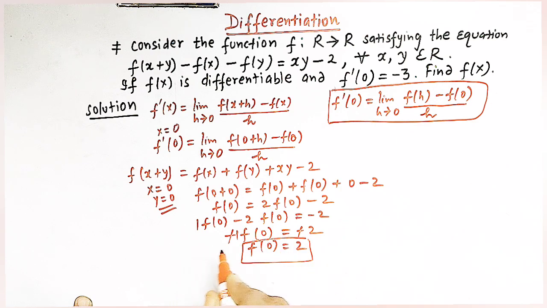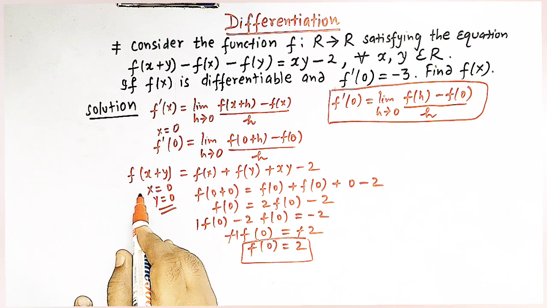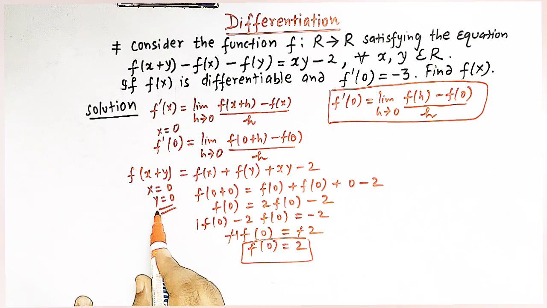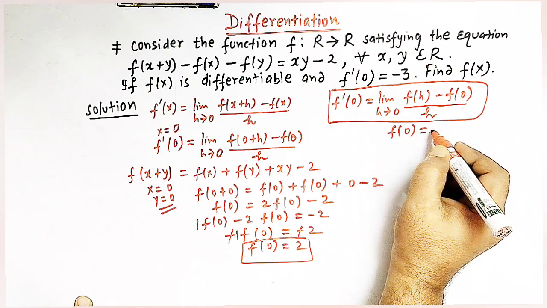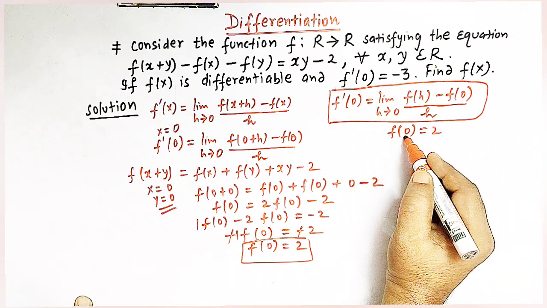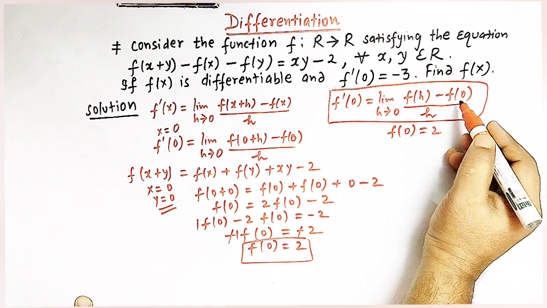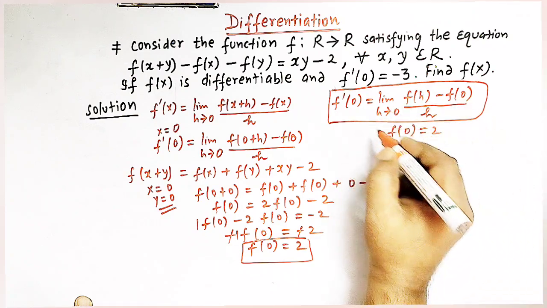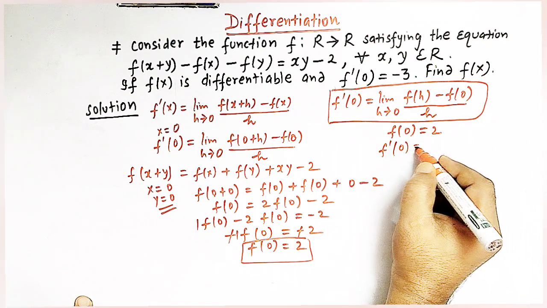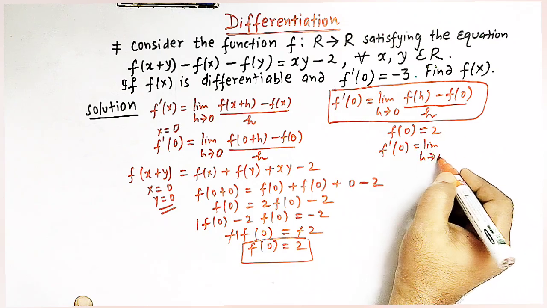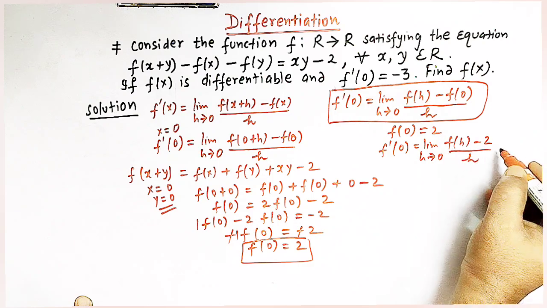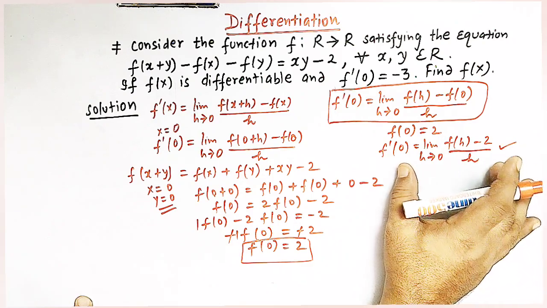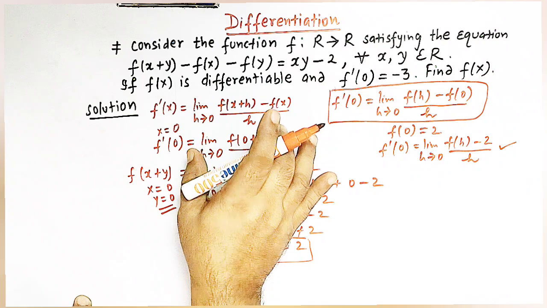So this is the first important deduction which can be made by making this substitution, x is equal to 0 and y is equal to 0. So let us write f of 0 is equal to 2. Now if we take f of 0 is equal to 2 over here, then this limit takes the form, that is limit h tends to 0, we have f of h minus 2 divided by h. Now we'll utilize this limit in further steps.